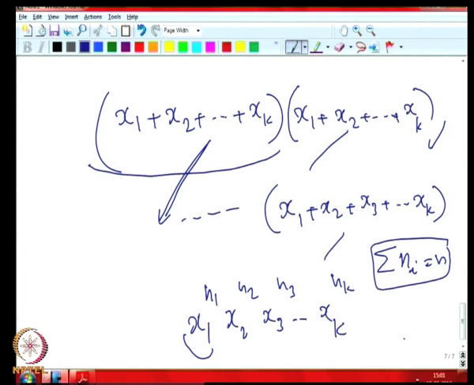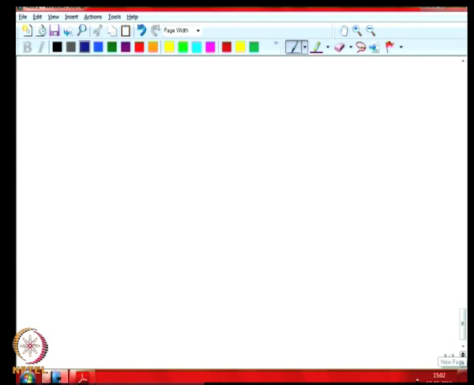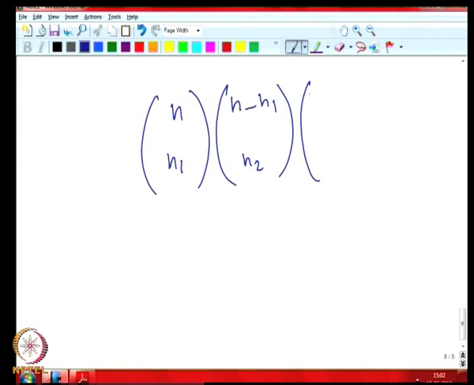So n1 things should be selected. That can be done in n choose n1 ways. And then from the remaining n minus n1 things, we have to select n2 things, and from the remaining n minus n1 minus n2 things, we have to select n3 things, and so on.